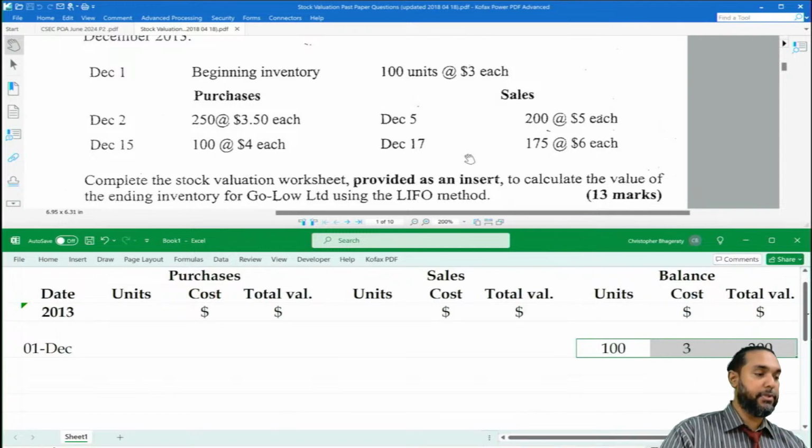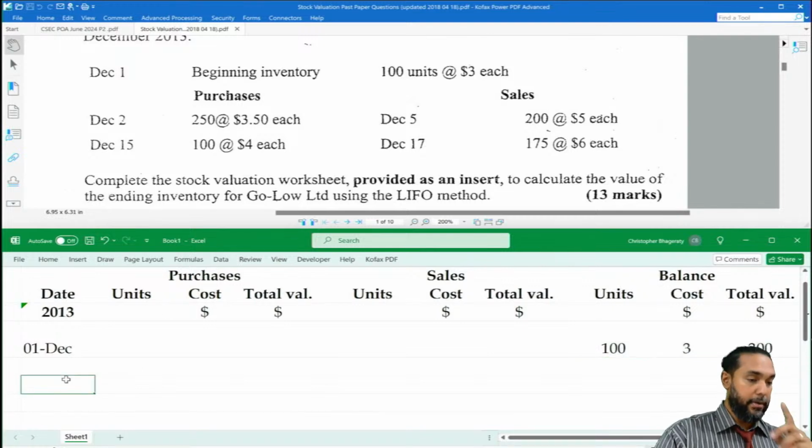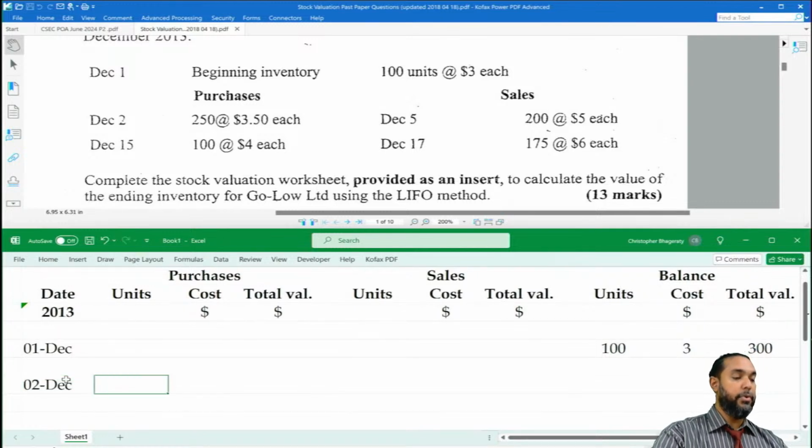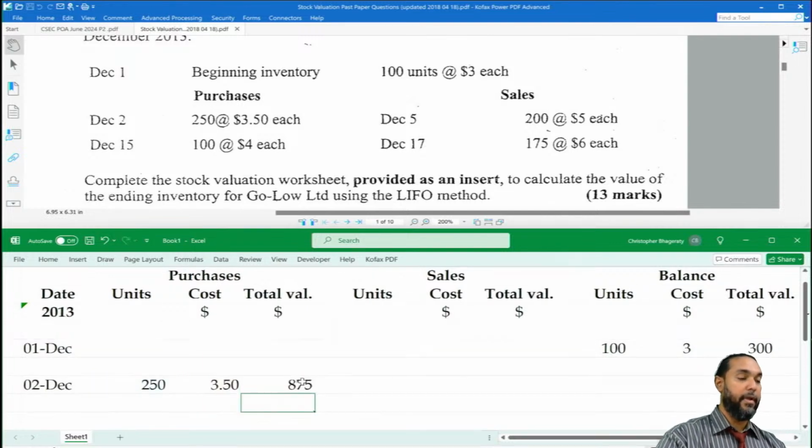Now you made a purchase on the 2nd of 250. So across now under the purchases column, you're going to put 250 in the units. Cost is 3.5. And the total value will be the product of the two. 250 multiplied by 3.5, 875.